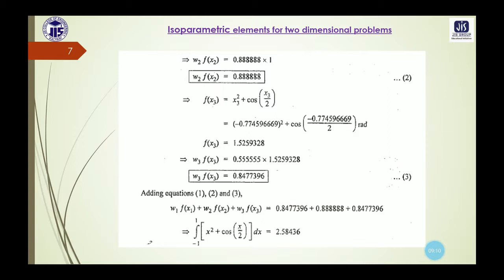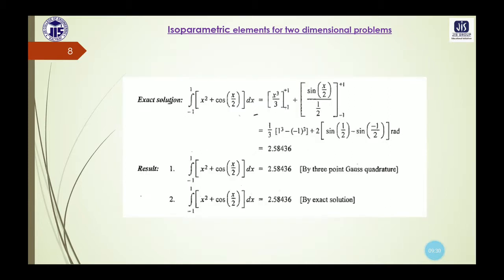Now we need to add these three equations, and by adding them we get the final result as 2.58436. So this is the value of the integral that we have found using the Gaussian quadrature concept.